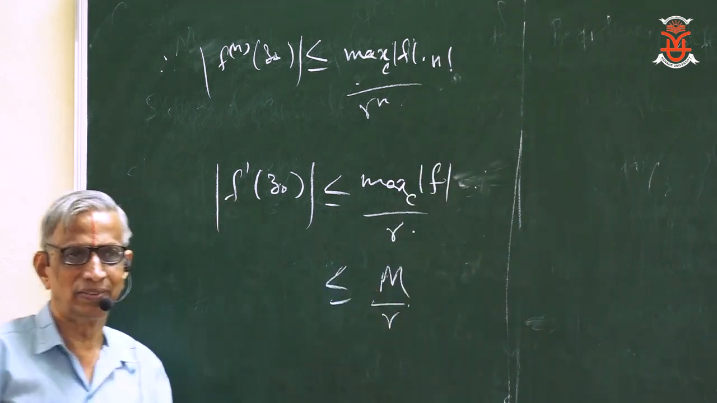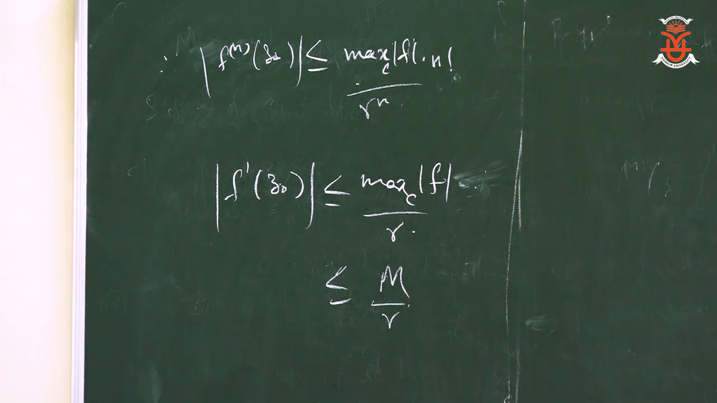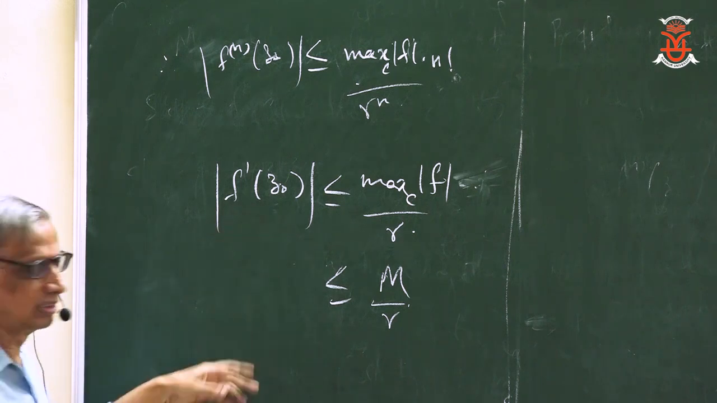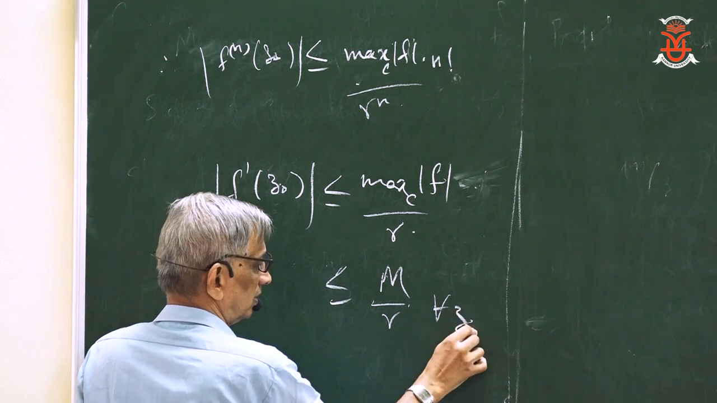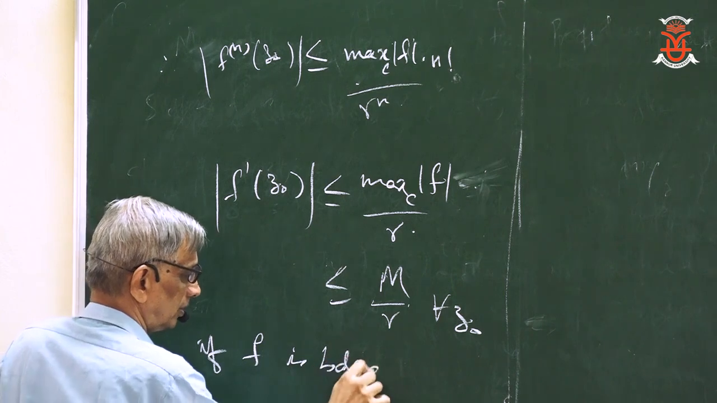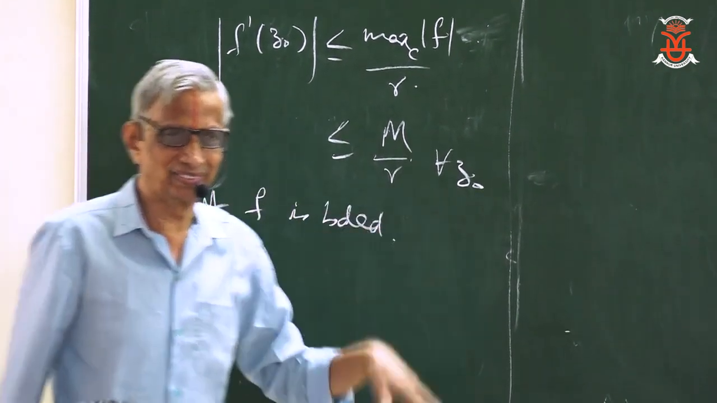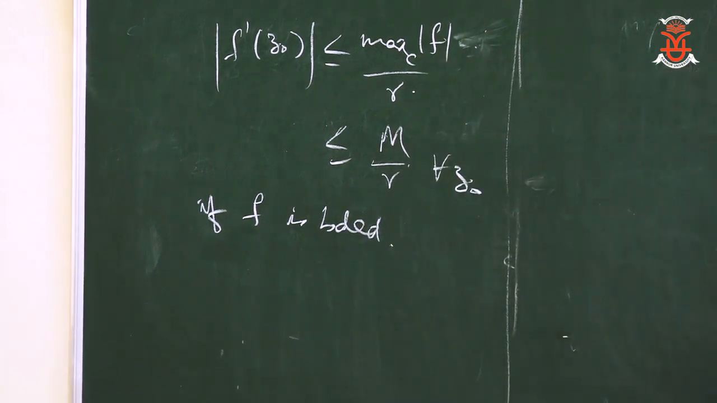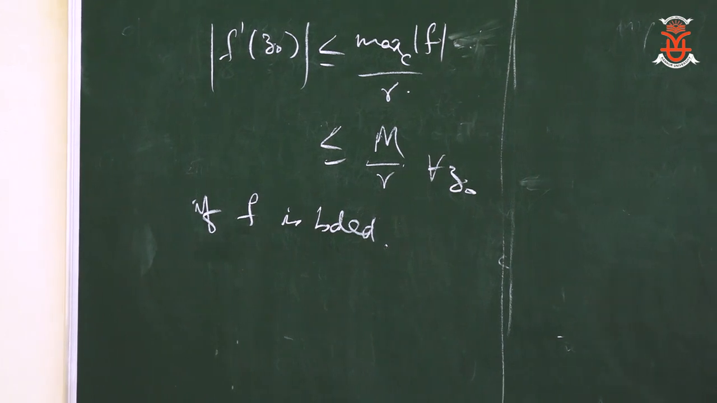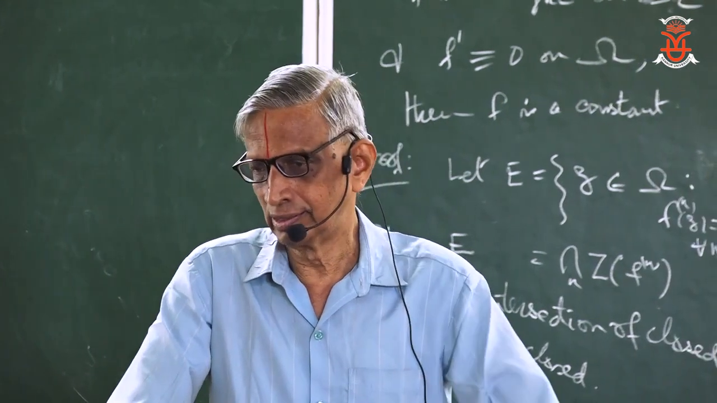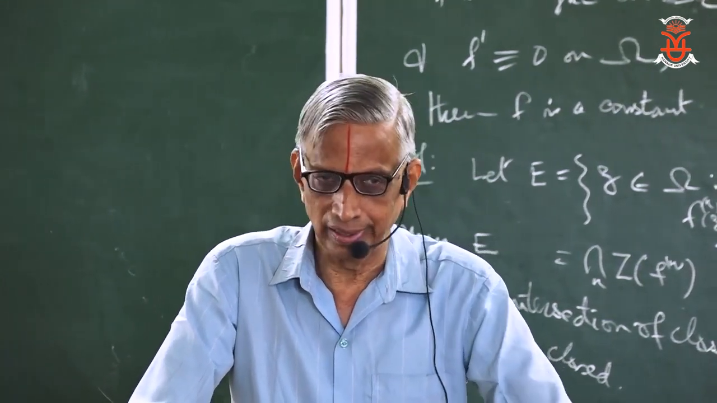So |f prime(z0)| is at most m by r, where m is independent of z naught, right? For all points in the domain, okay, if f is bounded. But suppose in addition that your domain is the whole plane. That means you can expand a power series around any point.